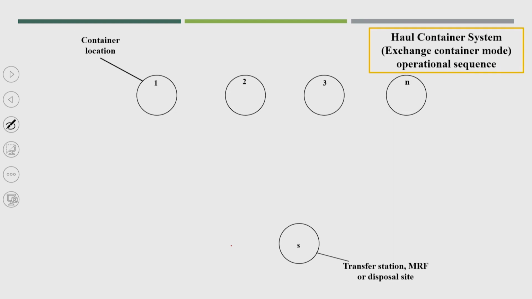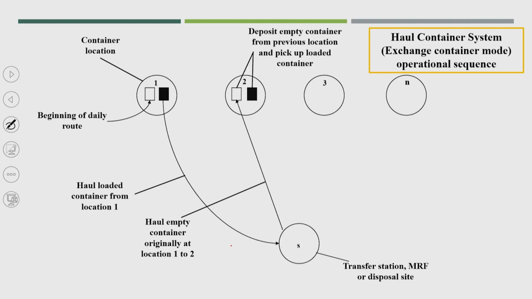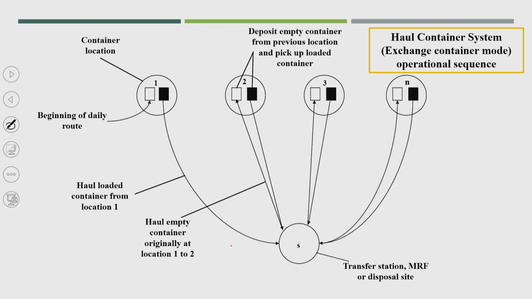This is one way. In another way, the vehicle carries one empty container, first deposits the empty container and at the same time loads the full container, and then continues to the other locations. It deposits the empty container and picks up the loaded container at the same time. Likewise it goes on, and finally the route ends or it starts a new route. Now we will see one by one what the different unit operations are.